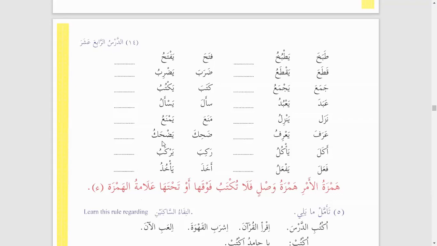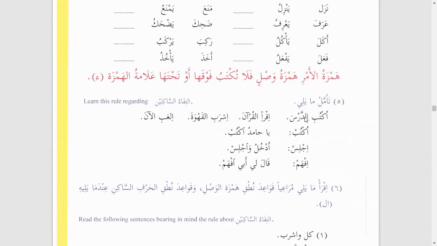Okay. همزة الأمر, which is the imperative Hamza. Hamzatul Amri is Hamzatul Waslin. Yani Hamzatul Amr is Hamzatul Wasl. So we have learned that the imperative Hamza is Hamzatul Wasl. فلا تكتب فوقها أو تحتها علامة الهمزة. So the sign of Hamza is not written on it or under it. This is the sign of Hamza.